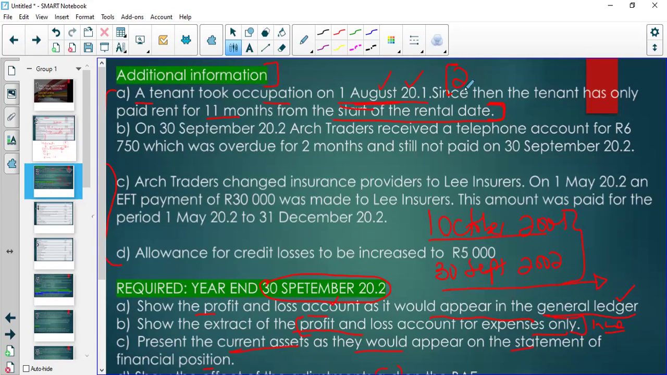All right. So this guy paid rent for 2 months in the previous financial year, because that was August and September. Then once it becomes October, it becomes this current year. So if he paid for 11 months from the start of the rental date, then he paid rent for 2 months last year plus 9 months this year, which makes 11 months from the start of the rental date. So we're not interested in these 2 months because they are for last year. Our reporting is from 1 October to 30 September. So that's only 9 months. So this guy paid rent 9 months, and that rent is equal to 45,000 for 9 months.